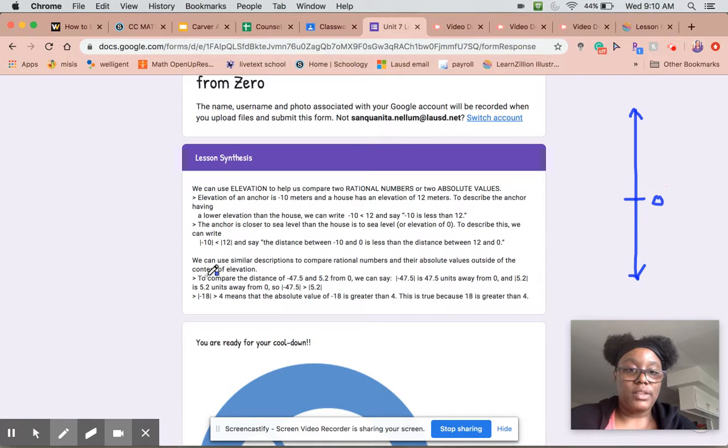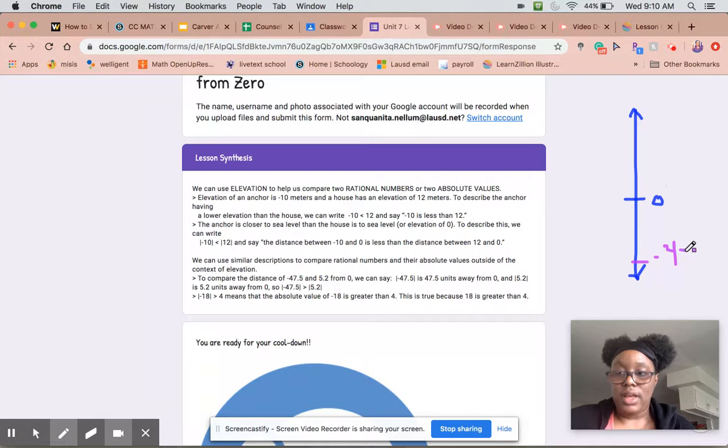To compare the distance of negative 47.5 and 5.2 from 0. So distance, that's absolute value. Let me go ahead and plot those numbers real quick. So we have negative 47.5, probably about right here.